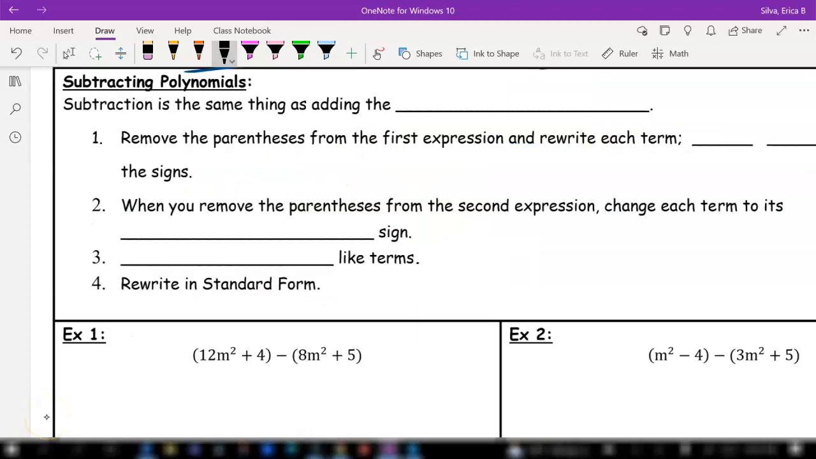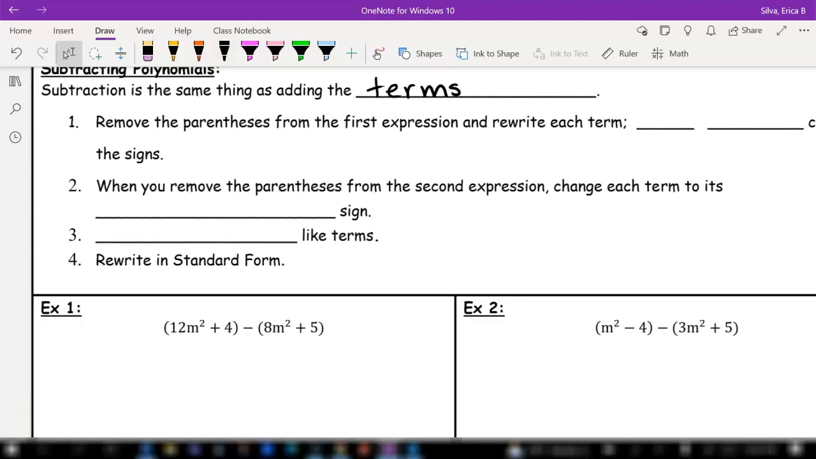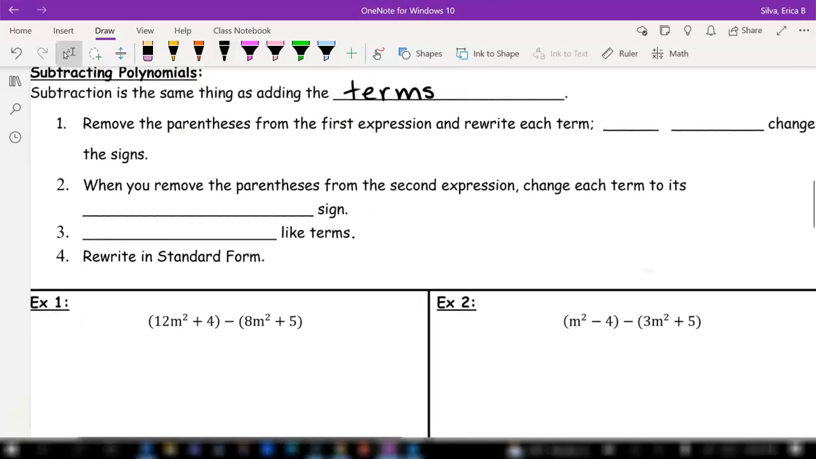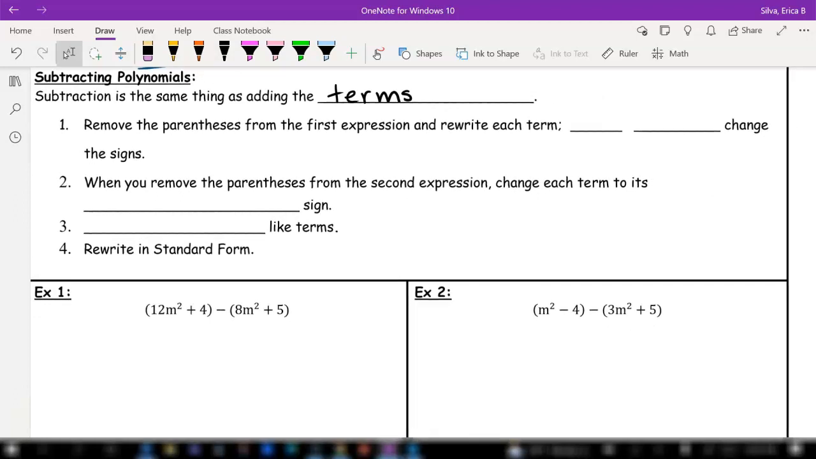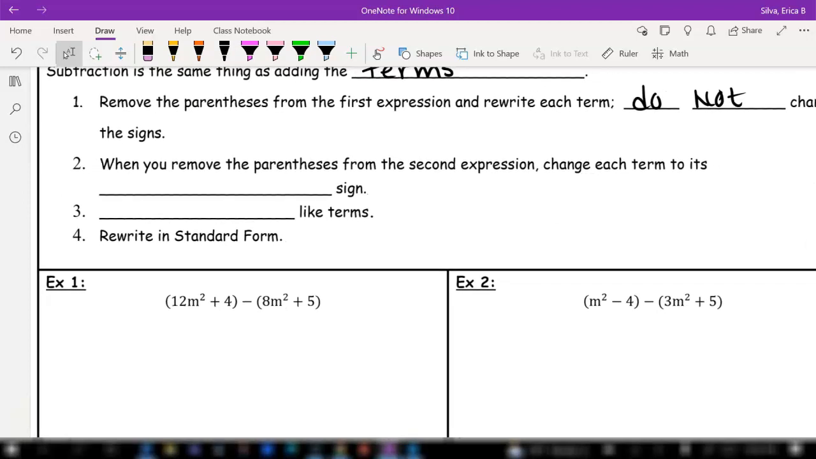Okay, so the next part is subtracting polynomials. Subtracting is the same thing as adding the opposite term. So the only thing we need to do is remove the parentheses from the first expression and then rewrite each term. And we do not change the signs, because if there's nothing in front of that parentheses, that means it's a positive. So we don't need to worry about changing anything.